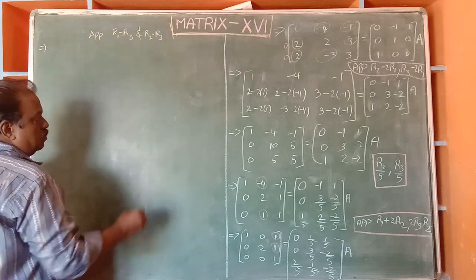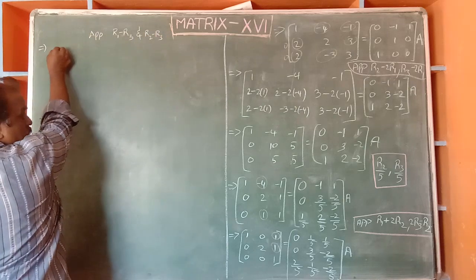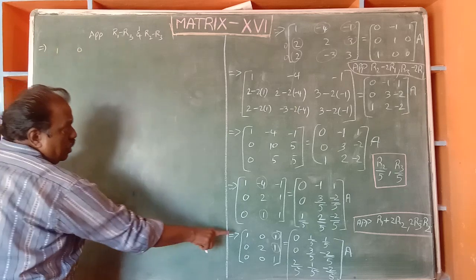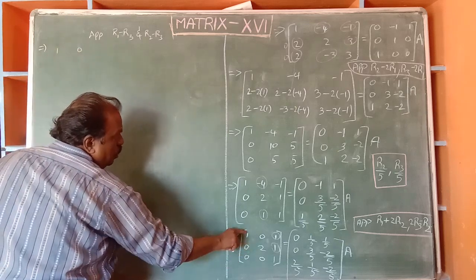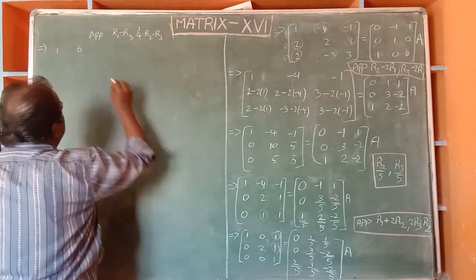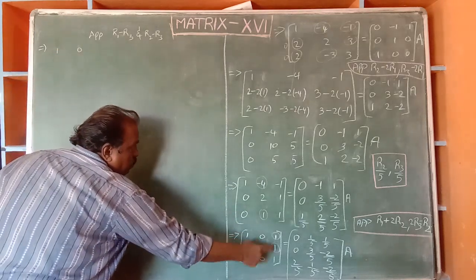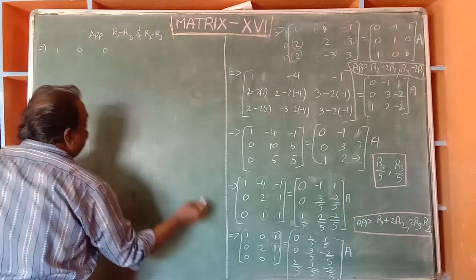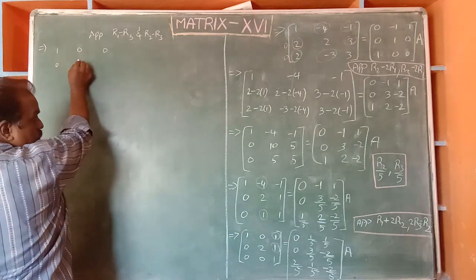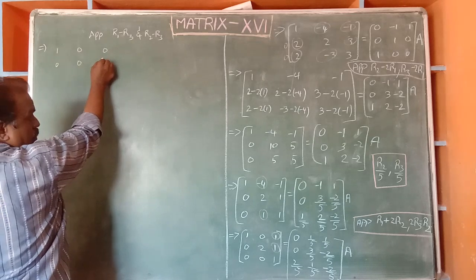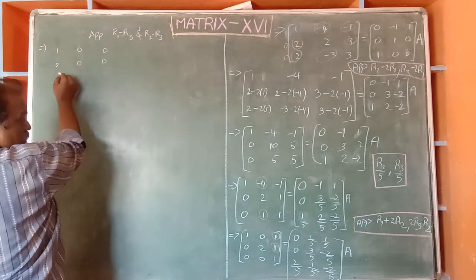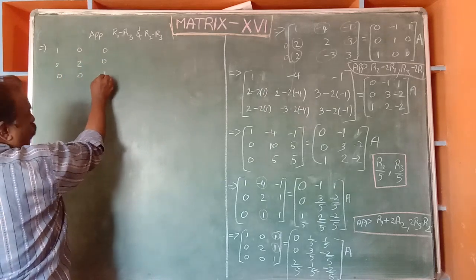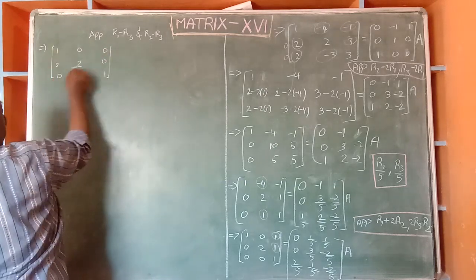Okay now, so that is 1, 0. First one R1: 1 minus 0, 0 minus 0 is 0, and 1 minus 1 is 0. Similarly 0 minus 0 is 0. It is 2 minus 0, it is also 0. Okay, now 2 minus 0 is 2, and 0, 0, 1 as it is.